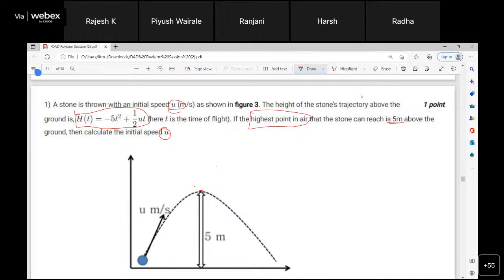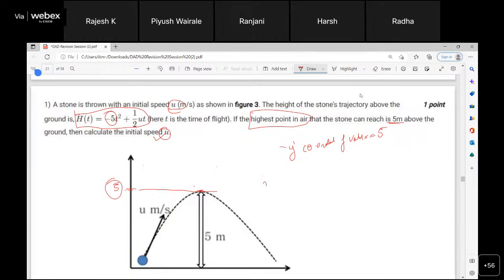Yeah. So here you can see the highest point in air that the stone can reach is 5 meters. So my parabola is downward, right? Here you can see it is negative. The highest point it can reach is 5. So basically the y coordinate of the vertex is 5, right? Now we need to find out the value of u. So what is the x coordinate of the vertex? Anyone? I know this is 5. So if I put the x coordinate in this equation, I will get the y coordinate of this particular vertex, right? I can simply equate these two things.